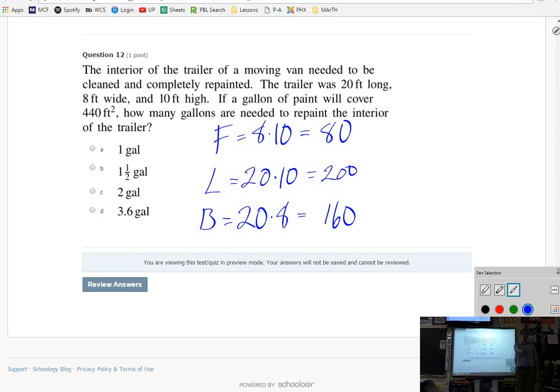What I've done now is painted the front, the left, and the bottom. How much of the job have I completed? Half of it. Because I still got to paint the right, the top, and the back. All you got to do is double each of them. Total it all up, you'll get 880. Different way to get there, same destination.